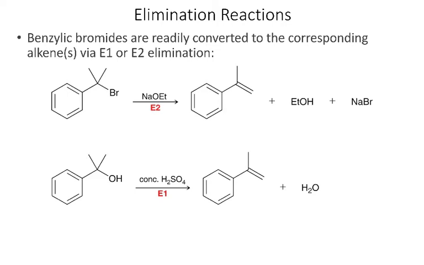All right, we also talked a lot about elimination reactions last semester, and these benzylic bromides readily undergo elimination as well. In the case of reacting it with this strong base and a tertiary benzylic bromide, we're going to get elimination. Or if I hit this alcohol with concentrated sulfuric acid, we'll get elimination through an E1 process.